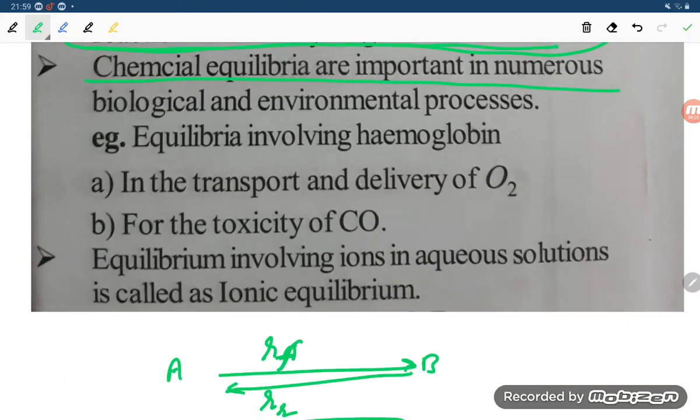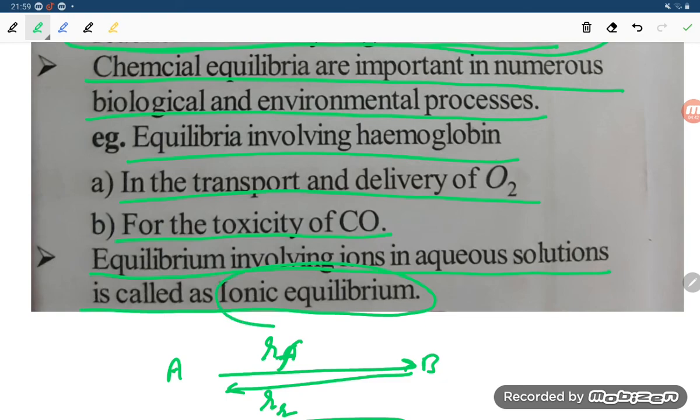Chemical equilibria are important in a number of biological and environmental processes. The first one is the equilibrium involving hemoglobin, in the transport and delivery of O2 and the toxicity of CO. Equilibrium involving ions in aqueous solution is called ionic equilibrium.